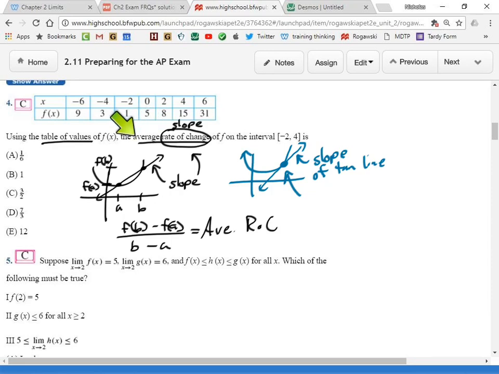So, is the answer 1 or no? We'll get to that. Okay, so the average rate of change. I just did all this to explain that word, of f on the interval. Now what are these numbers right there? X's. Yes, these are x values. So this interval right here, -2 to 4, that's kind of like saying your a is -2 and your b is 4, and you've got to find your slope. So let's do that right now.